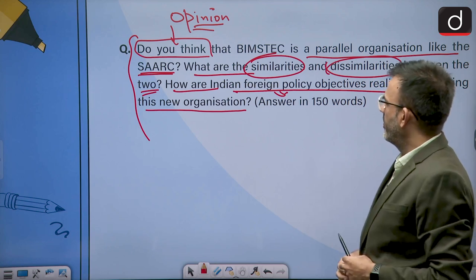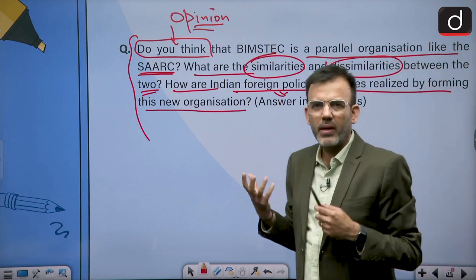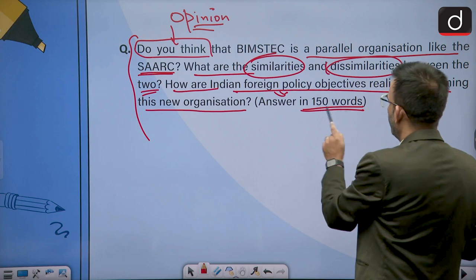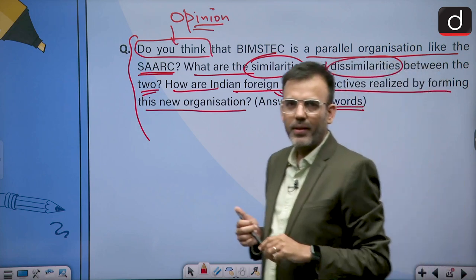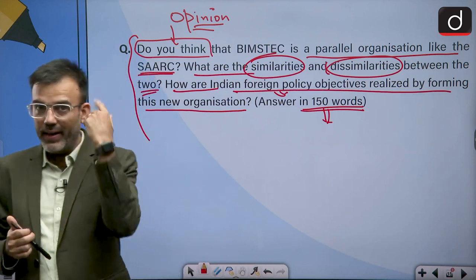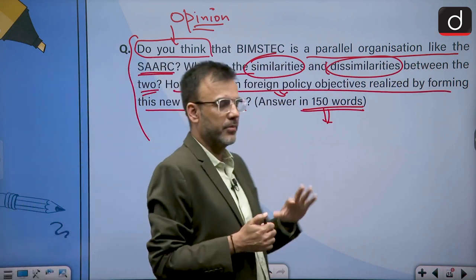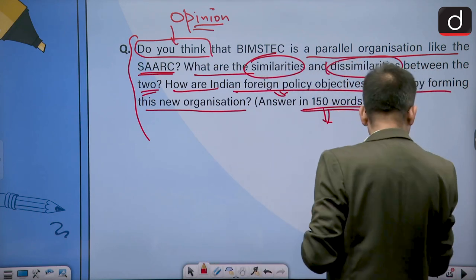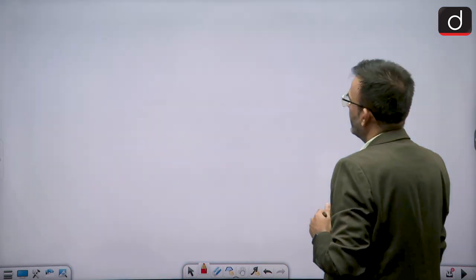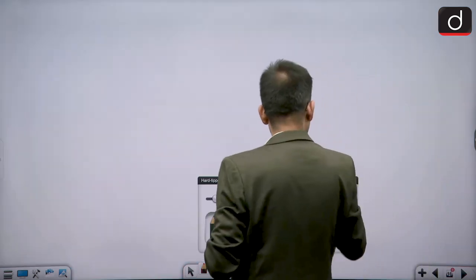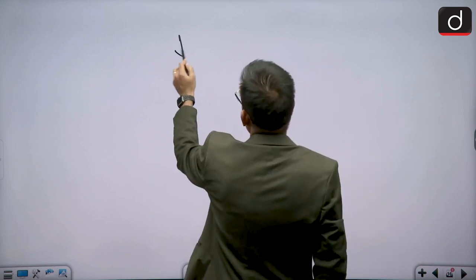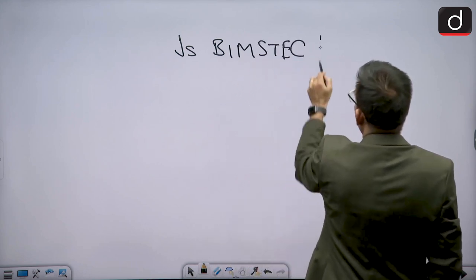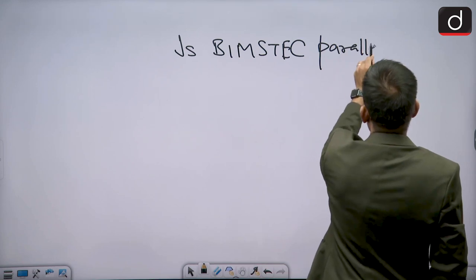Topic wise or content wise, it's not a big challenge in this question, but the real challenge lies in writing this in 150 words. Knowing something and writing it in the exact number of words, plus or minus 10%, itself becomes a challenge. So let's address all these topics one by one. The first dimension is with respect to whether BIMSTEC is parallel to SAARC.